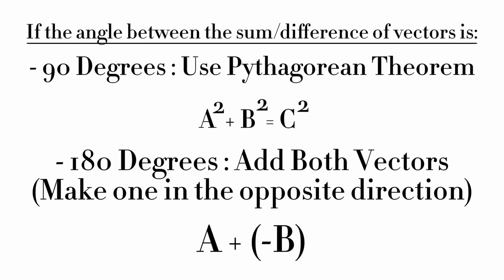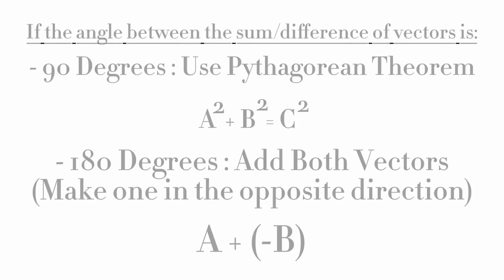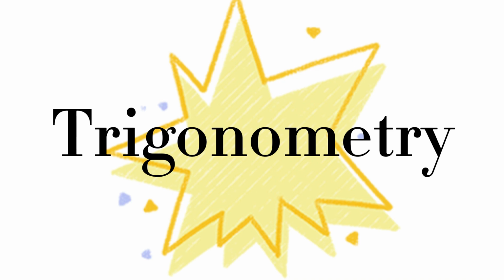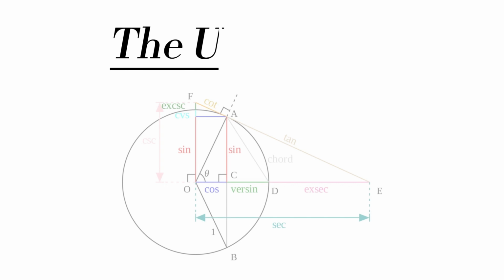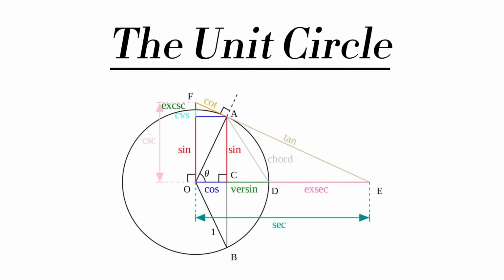However, if the angle between the two vectors is neither 90 degrees nor 180 degrees, then you encounter trigonometry. These are the math concepts of sine and cosine. These concepts are derived from a circle named the unit circle. The unit circle has a radius of 1, and from the circle, mathematicians derive the common trigonometric functions of sine, cosine, tangent, cotangent, secant, and cosecant.